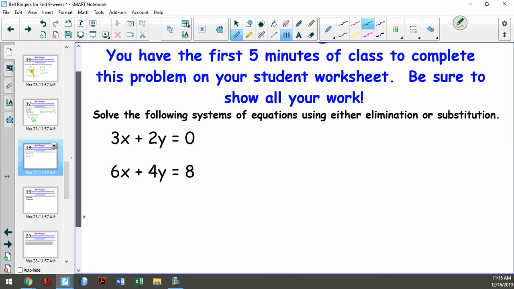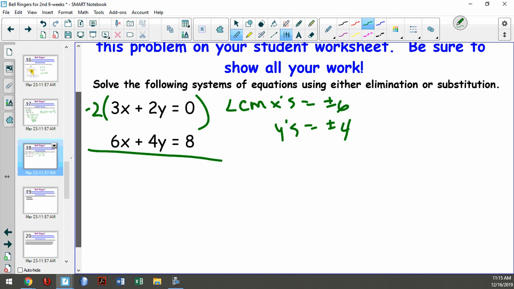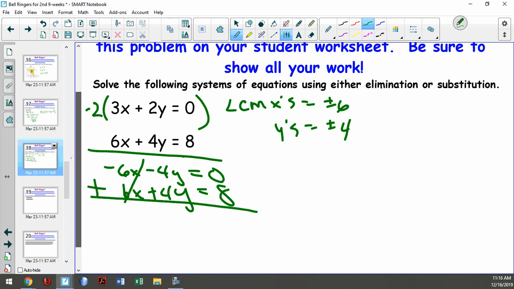Next one. What method is this easier to use? Probably elimination. So my least common multiple for x's is going to be plus or minus 6, and for my y's is going to be plus or minus 4. So which one would be easier to use? Probably your y's. It really doesn't matter. I'm going to multiply the top by negative 2. Negative 6x minus 4y is equal to 0. Positive 6x plus 4y is equal to 8. I dropped that down. I simply add straight down, and I have 0 is equal to 8.